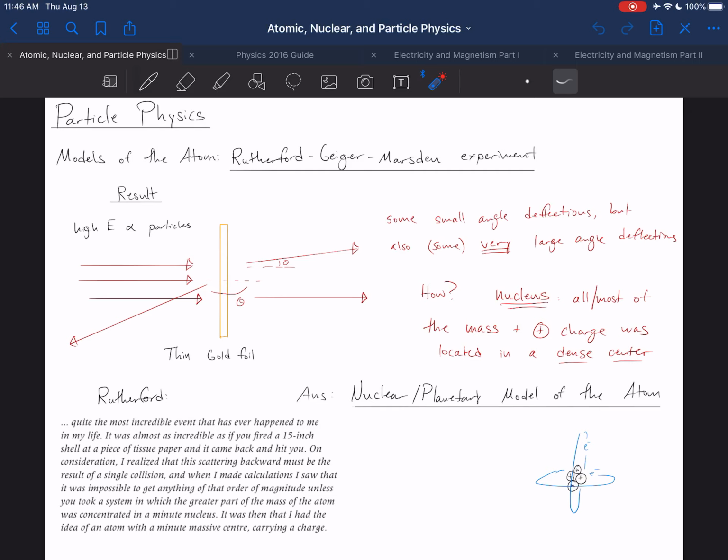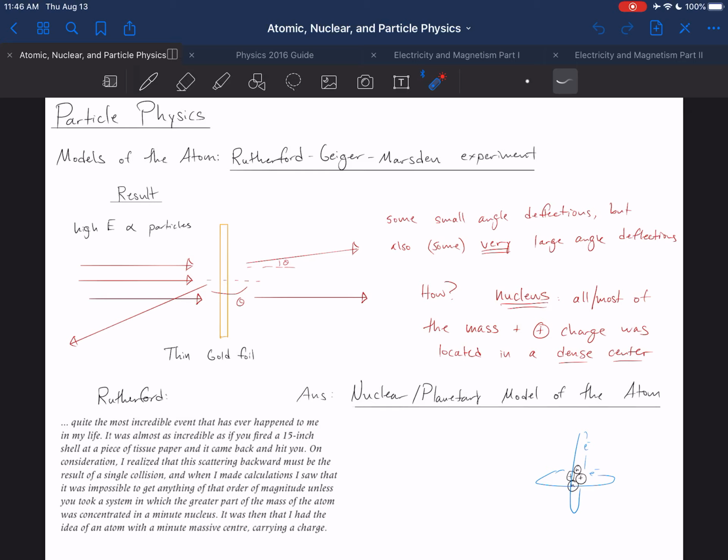But the model that explained this, the model that he came up with, is one where the positive charge in the atom is also in a small, densely packed chunk. So all or most of the mass and the positive charge was located in the dense center of the atom rather than being spread out as in the plum pudding model. This description, where all or most of the mass and the positive charge was located in that dense center, is now known as the nucleus. It's what we call the nucleus of the atom.